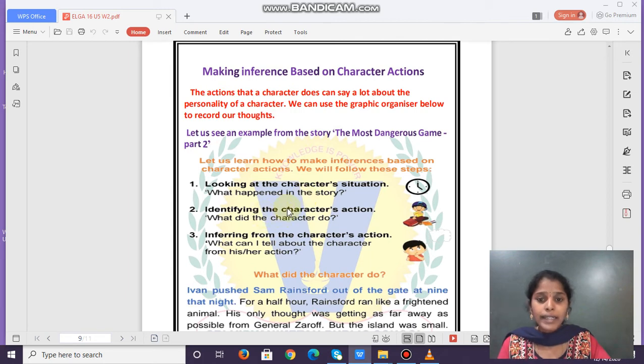Next, identifying the character's action. What did the character do? And next one is inferring from the character's action. What can I tell about the character from his or her action? These are the steps we are going to follow to make inferences based on character actions.